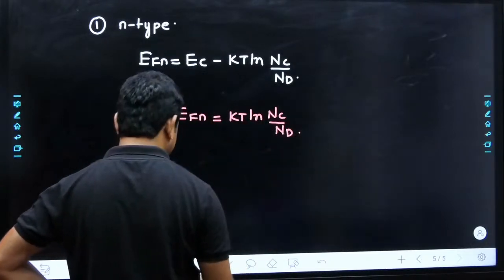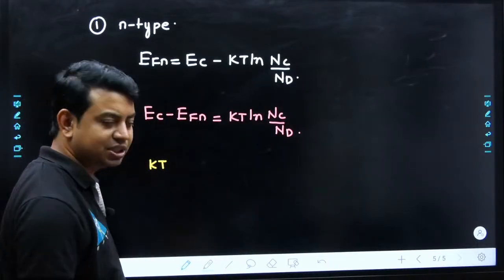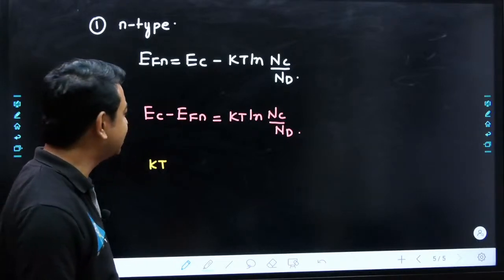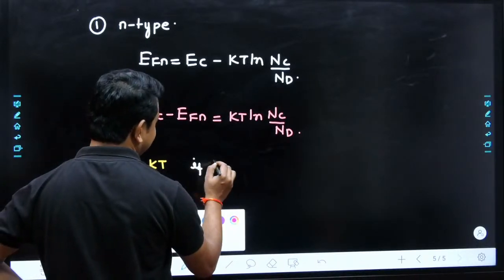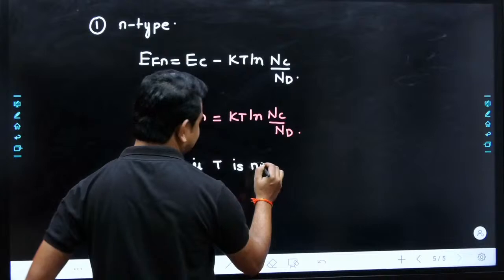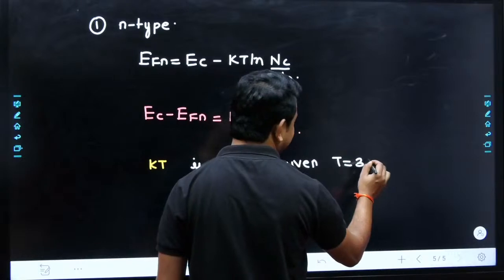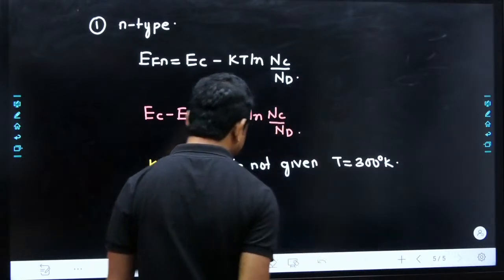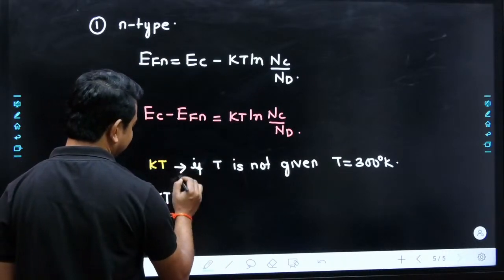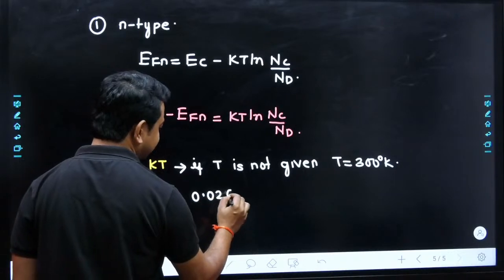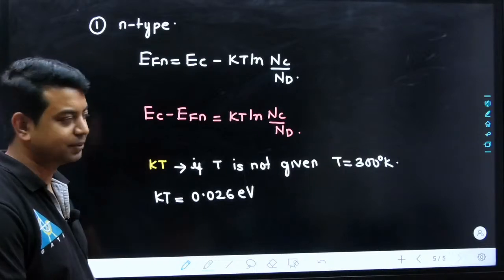Whenever temperature is not given, we know what kT is. kT is nothing but the energy, because Vt is equal to kT, which is nothing but the energy. I just write here: if temperature is not given in any question in your exam, then always assume the temperature is equal to 300 Kelvin, which is the room temperature. At T equal to 300 Kelvin, we know the value of kT. What will be the value of kT? This is 0.026 electron volt. This will be the value at room temperature. Already we have discussed this.